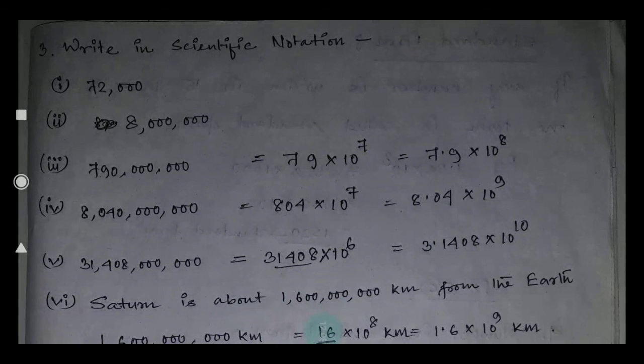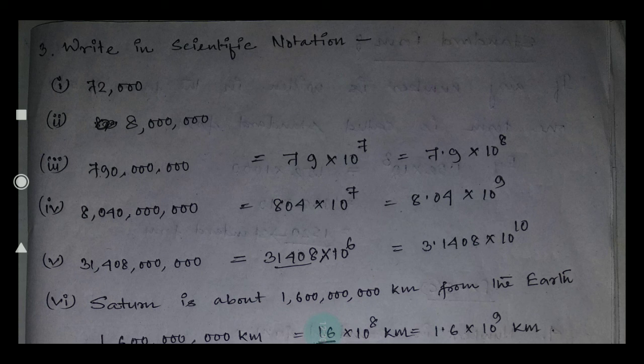Now see question number 3. Write in scientific notation. Okay, so here it is given 72,000. 72,000 you can write in the form of 72 into 10 cube. 72 is not in the range of 1 to 10.